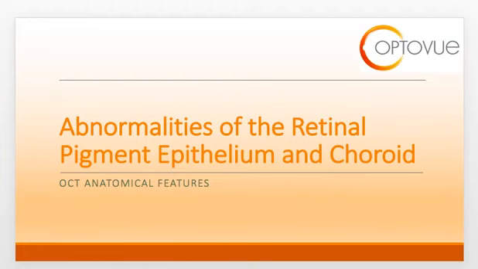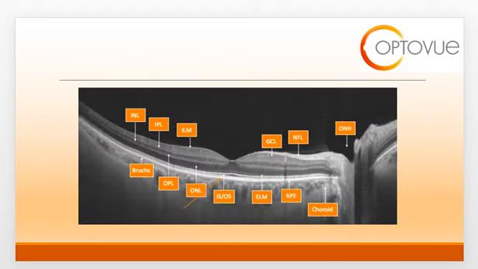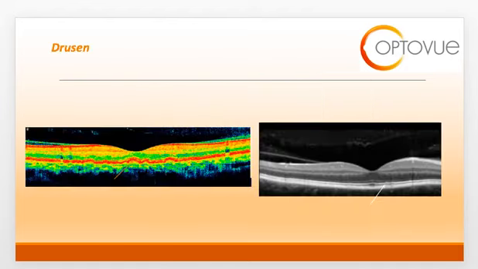In this webinar, I will be discussing abnormalities of the retinal pigment epithelium and choroid. You may recall this slide from previous webinars. On this slide, I have delineated the various layers of the retina and choroid. The orange arrow is pointing to the area on OCT that we will be emphasizing in this video.